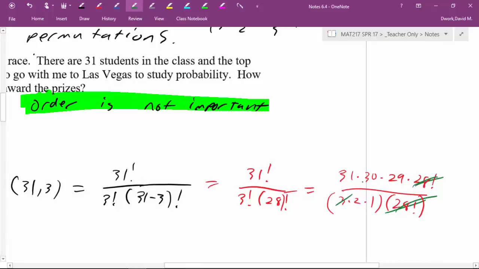3 goes into 30 10 times, not 16. That looks like a 6. That was supposed to be a 10. There we go. And let's see, 2 goes into 10 5 times. So now this answer would be 31 times 5 times 29.